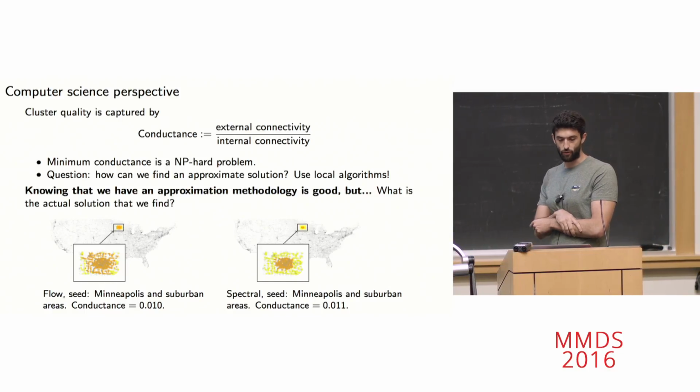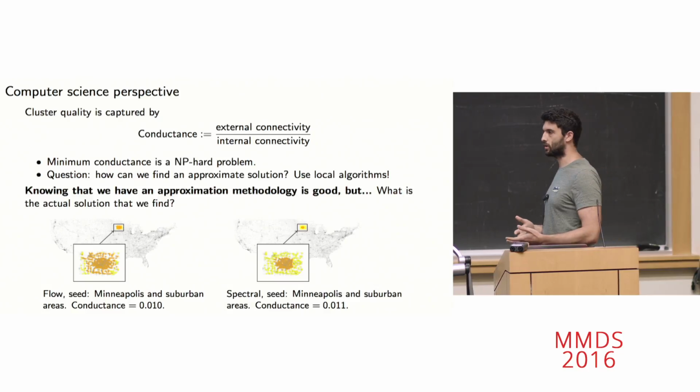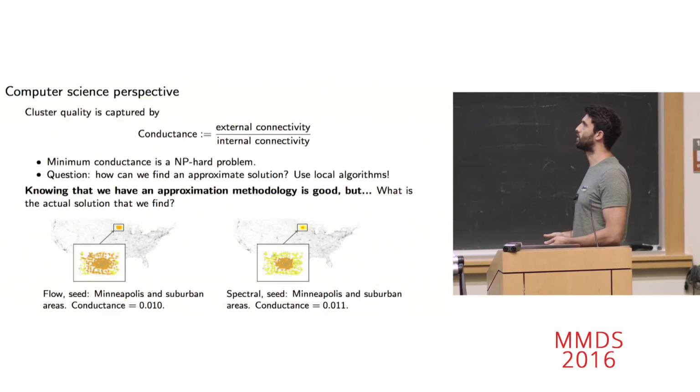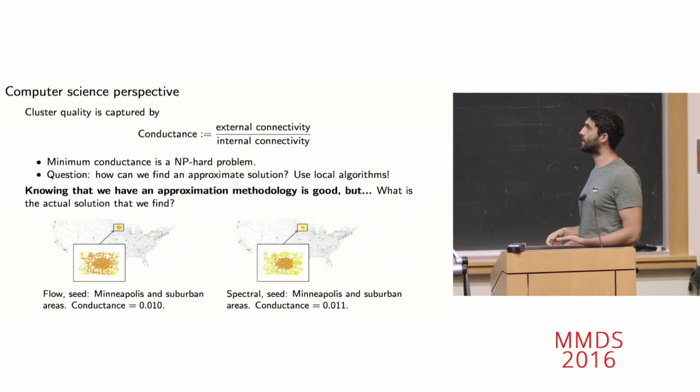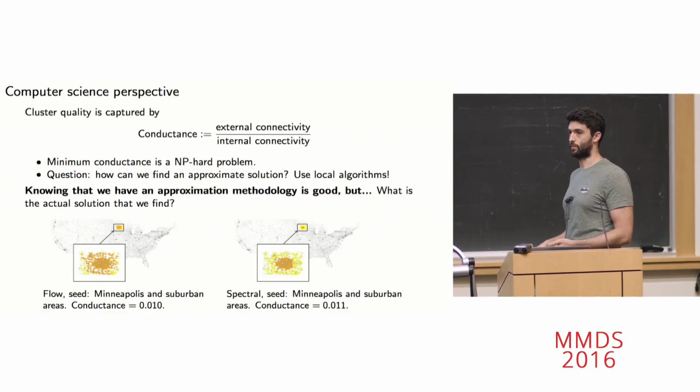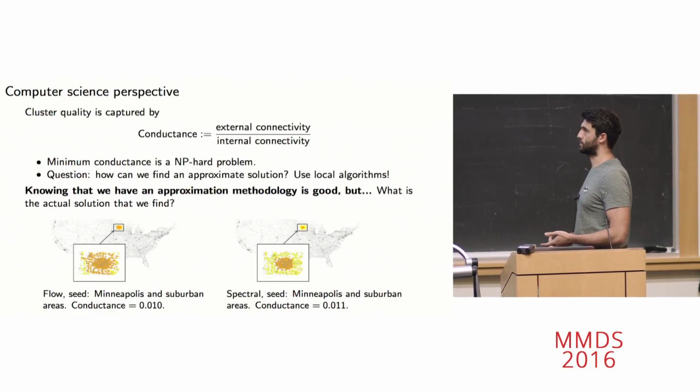So the problem is the following. When, as a practitioner, I try to actually use these algorithms, it's good that I know that they capture some notion of clustering. The problem is that each one will give me a different solution. And here's an example that demonstrates this.